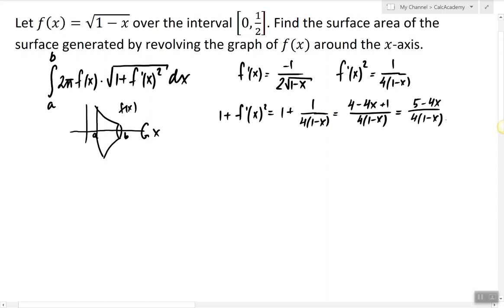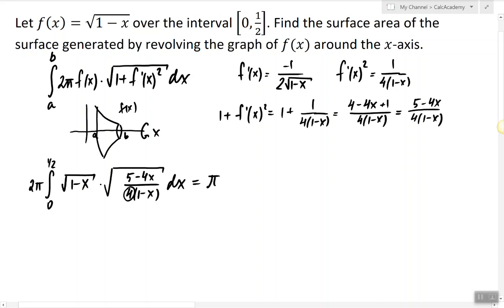So this is the expression, and the integral that we have to find is the following: from 0 to 1/2, 2 pi can be written outside. The function itself is square root of 1 minus x, and here inside of the radical we have 5 minus 4x divided by 4 times 1 minus x dx. This 4 can be factored out of the radical, out of the integral, as 1/2, so we don't have 2 anymore, we just have pi in the front.